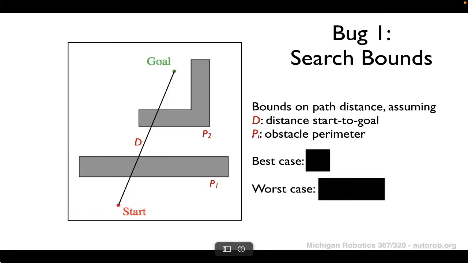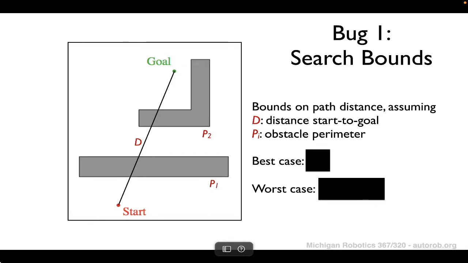So a couple of good questions to work through then is to try and calculate what the best case and worst case search bounds for bug algorithm 1 would be. In particular, what we can calculate these bounds in reference to is the variable d, which denotes the straight line distance from the start configuration to the goal configuration, and these variables p sub i, which denote the obstacle perimeters that the algorithm will encounter on its path to the goal. So I'd recommend you pause the video here and check your understanding by trying to work through each of these cases.